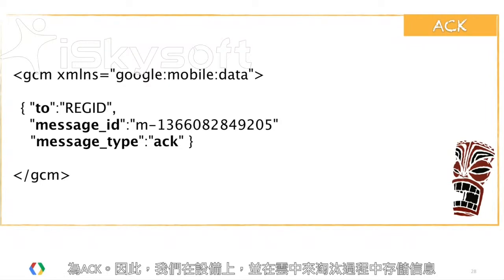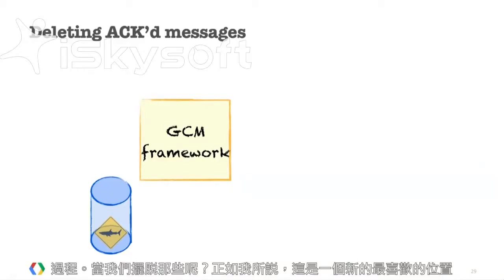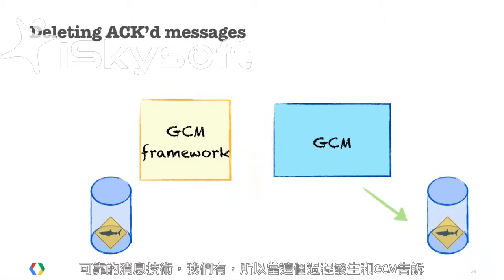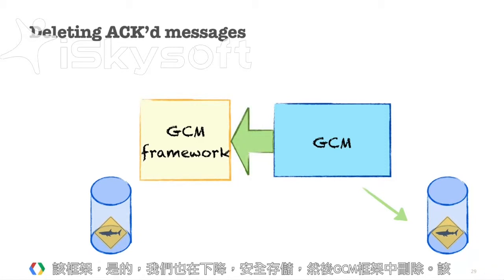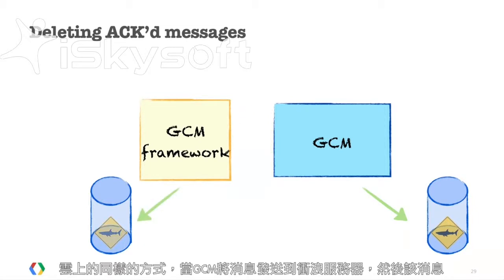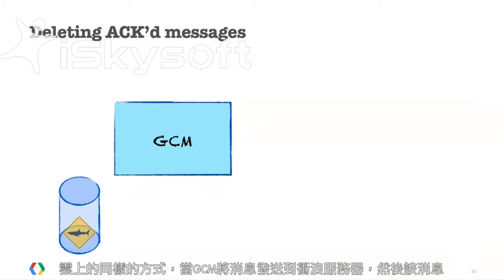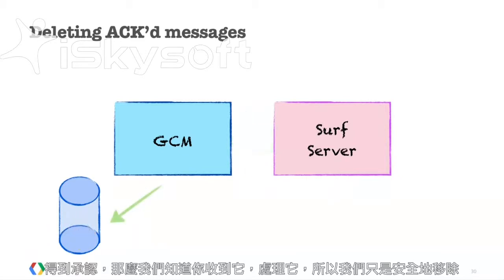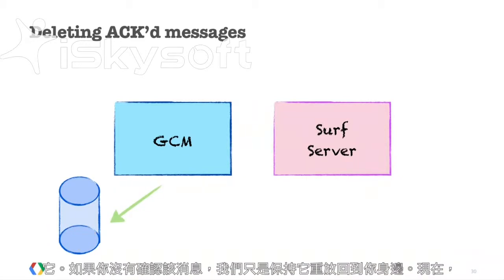So we are storing messages on the device and on the cloud during the upstream process. When do we get rid of those? As I said, we say new favorite location, it is stored, we give it to GCM, and now there is some selective ACK process going on in the reliable message queue technology that we have. When GCM tells the framework, hey, yes, we are all done, it's safely stored, then the GCM framework removes it. The same way on the cloud, when GCM sends the message to the surf server and the message gets acknowledged, then we know that you received and processed it, so we safely remove it. If you don't acknowledge the message, we just keep replaying it back to you.